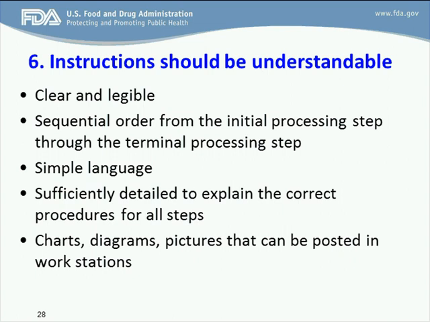Criterion 6, reprocessing instructions should be understandable. The instructions should be clear and legible. The instructions should be presented in a logical sequential order from the initial processing step through the terminal processing step, and should be described using as simple language as possible. The instructions should be sufficiently detailed to explain the correct procedures for all steps. The use of charts, diagrams, and pictures that can be posted in the workstations are helpful in ensuring adherence to reprocessing instructions.